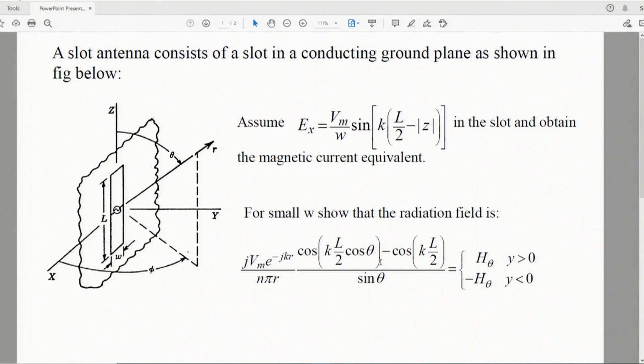It is assumed that Ex equals Vm upon W sine of k L by 2 minus Z is in the slot, and we need to obtain the magnetic current equivalent. Also, we need to show the radiation field for small W. So, we will start solving it.